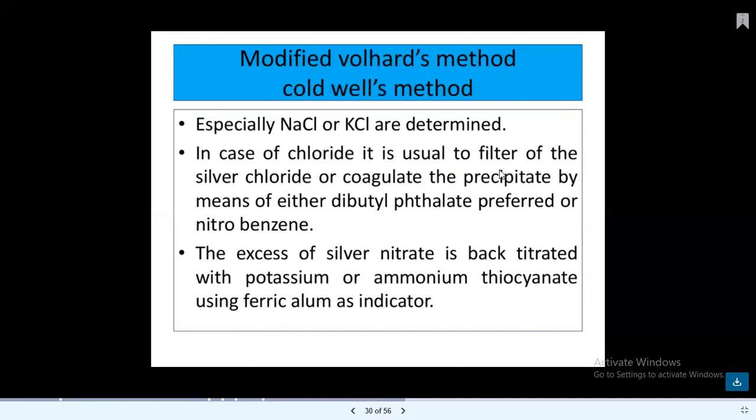In case of chloride, it is usual to filter, which we have already mentioned before. Or second thing, we can also use a masking agent or coagulate the precipitate by means of either dibutyl phthalate or nitrobenzene. That means there are two such chemicals that are also used as a masking agent: nitrobenzene and dibutyl phthalate. Okay. These two compounds are also used as a masking agent if we are not filtering it, so we can use this masking agent. The excess of silver nitrate is back titrated with potassium ammonium thiosulfate, which we have already discussed.